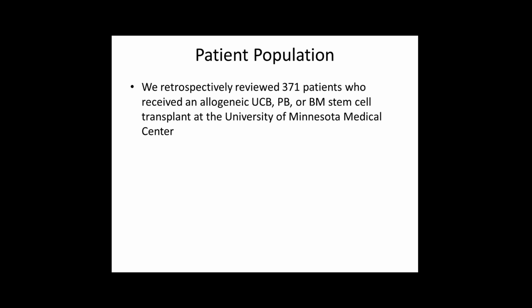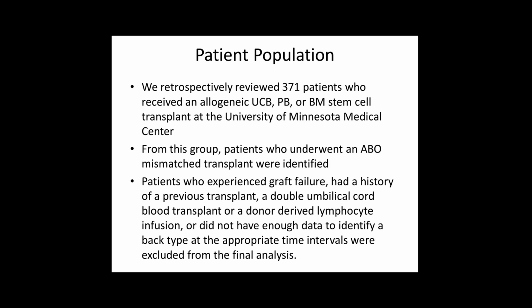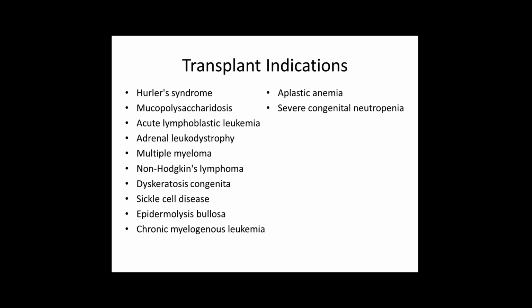We retrospectively reviewed 371 patients who received an allogeneic cord blood, peripheral blood, or bone marrow stem cell transplant at the University of Minnesota. From this group, patients who underwent an ABO mismatch transplant were identified. Those who experienced graft failure, had a history of a previous transplant, received a double umbilical cord blood transplant or a donor-derived lymphocyte infusion, or did not have enough data to identify a back type at the appropriate time intervals were excluded from our final analysis. Our transplant indications were both malignant and non-malignant.